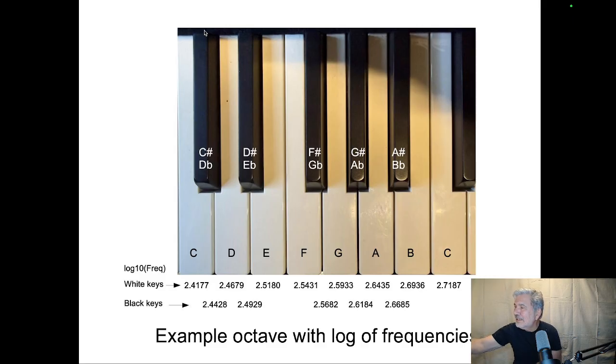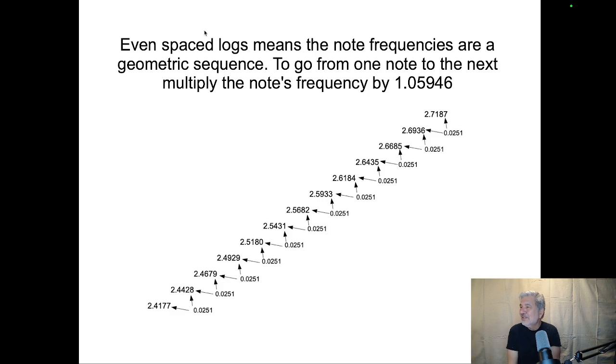Now if we take the differences between adjacent notes here, you find an interesting result. You get 0.0251. So what's even about even tempering is the even spacing of the logarithms of the frequencies. And if you remember from high school math, when two logarithms add, so if you take 2.4177 and add it to 0.0251, that's equivalent to multiplying the numbers the logarithms came from. So when logarithms add, their original numbers multiply.